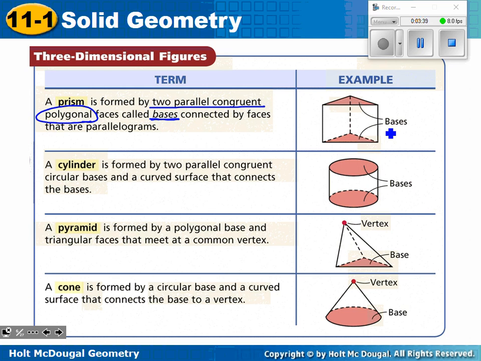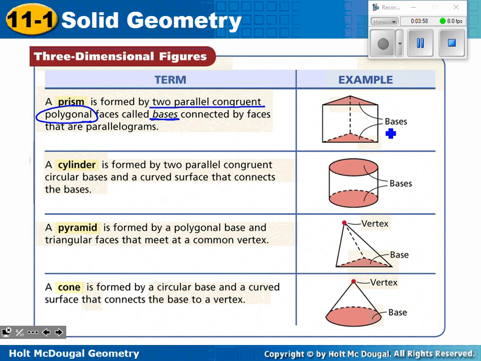Yes. So the bases are the faces that are congruent and parallel. So you're going to have a lot of faces. Faces is in general any polygonal piece that makes up your shape that's a plane. And then the bases are the 2 that are congruent and parallel.